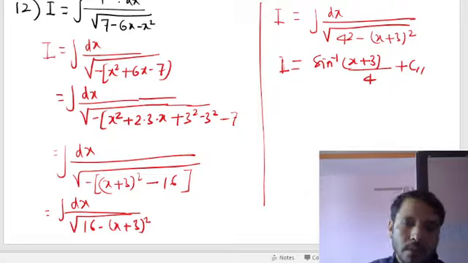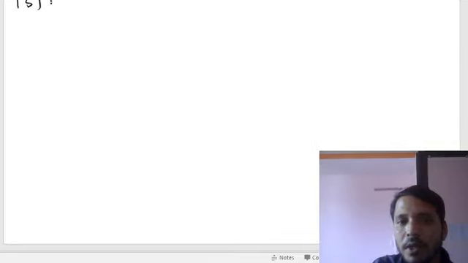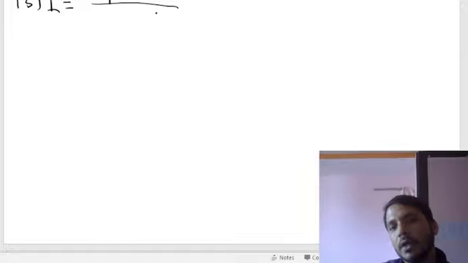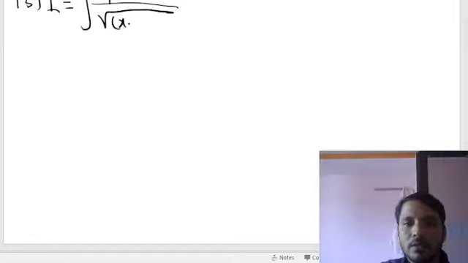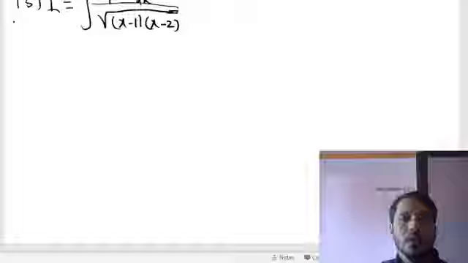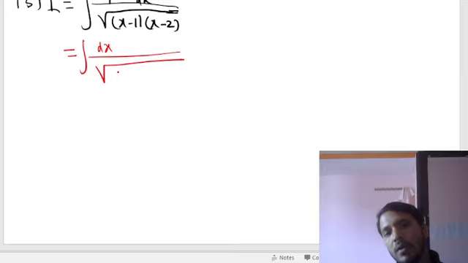Now next question, that is question number 13. What is the question number 13? Let I equal to, we have given here 1 upon under root of, integration, x minus 1 into x minus 2. So two factors are given, we can convert it into a quadratic, right? How we can do that? Very simple, just multiply it. Means this is equal to integration of dx, and this will become under root of x square minus 1 plus 2, that is 3x, and multiplication of both, that is 2, right?